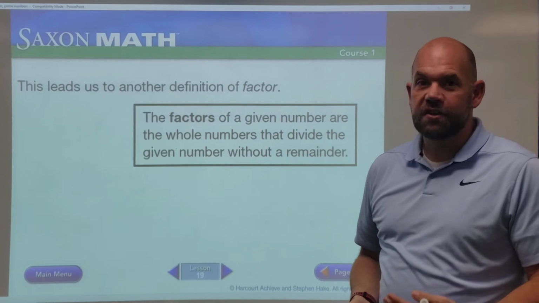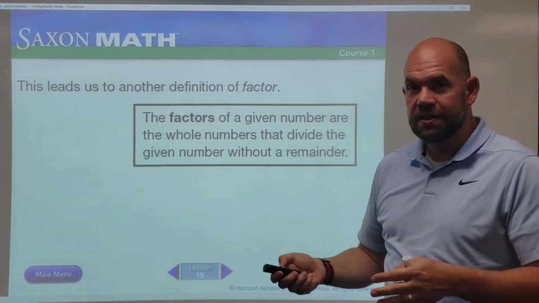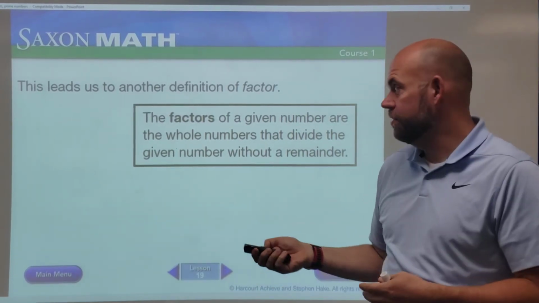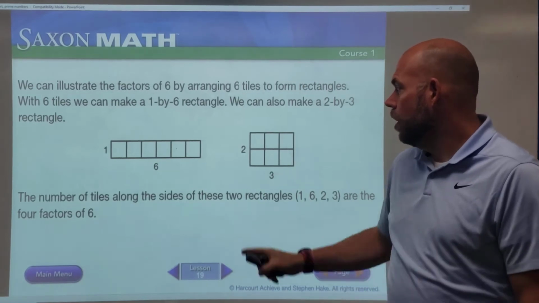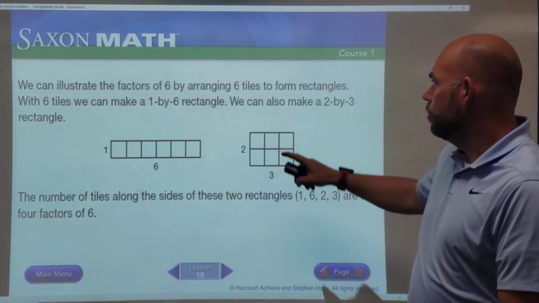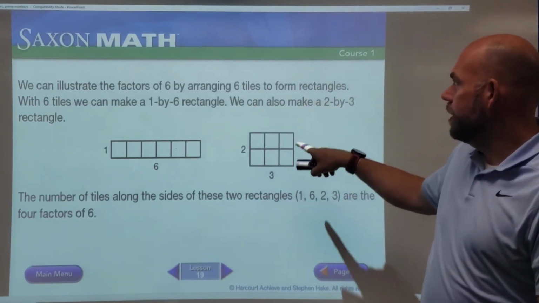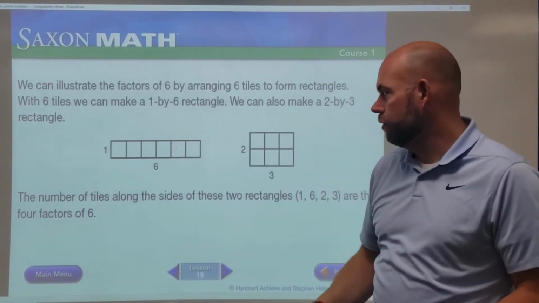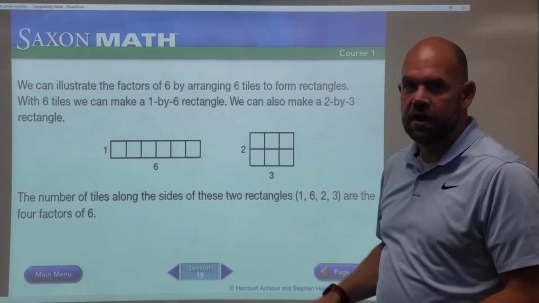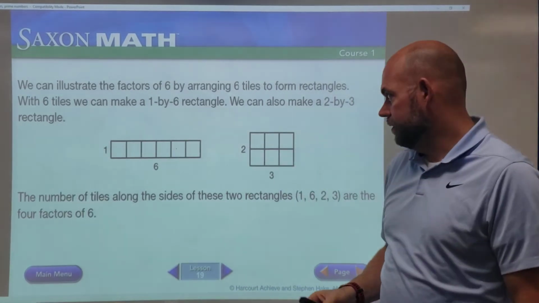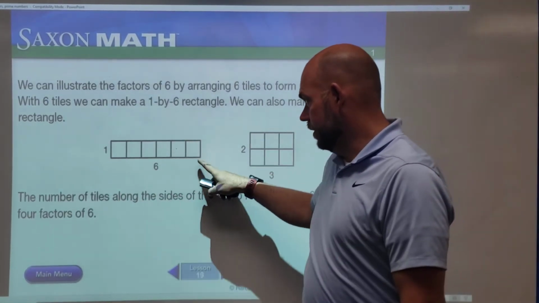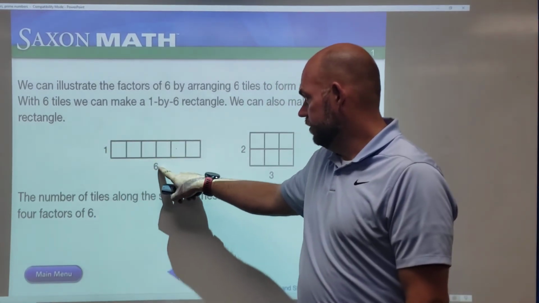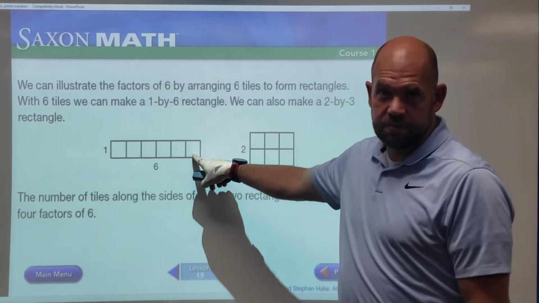We're going to use these a lot this year, finding the different factors of each number. So we'll dissect a lot of numbers. We're going to use 6 right now. We can illustrate the factors of 6 by arranging 6 tiles to form rectangles. If it's not a rectangle, it doesn't work. So if you have to put one extra box to the side or whatever, then it's not going to be a factor. But here we can see 1 times 6, 1 row, 6 columns, has 6 boxes.